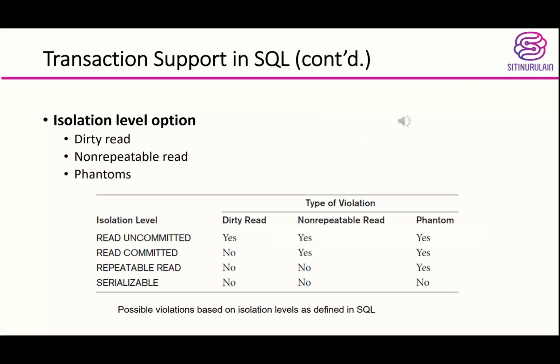The table in the slide shows the possible violations based on isolation levels as defined in SQL. For the read-uncommitted isolation level, dirty read, non-repeatable read, and phantoms types of violation are possible. Read committed can have non-repeatable read and phantoms, whereas repeatable read can have phantoms. However, in the serializable isolation level, none of the violation types can happen.